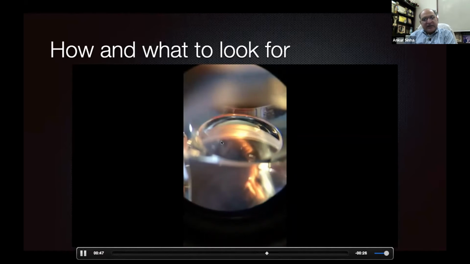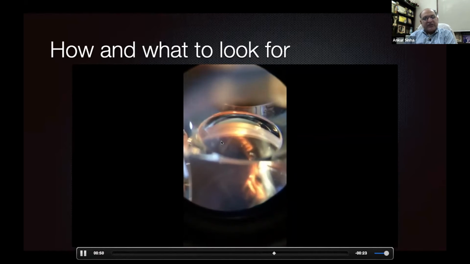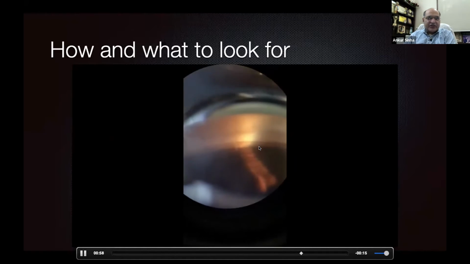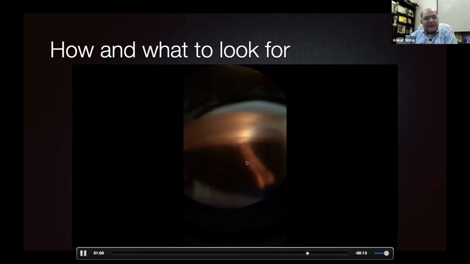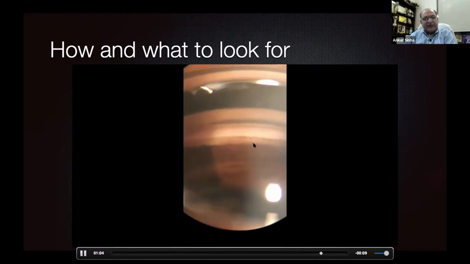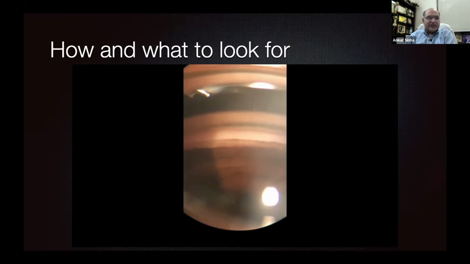So we are trying to apply the gonio prism and stabilize it because it's a small lens. Sometimes it is difficult to stabilize. Then we narrow down our slit beam, and then we identify the structures. And then we again widen the beam. This is the widening of the slit lamp beam, and we can see almost all of the angle structures here.